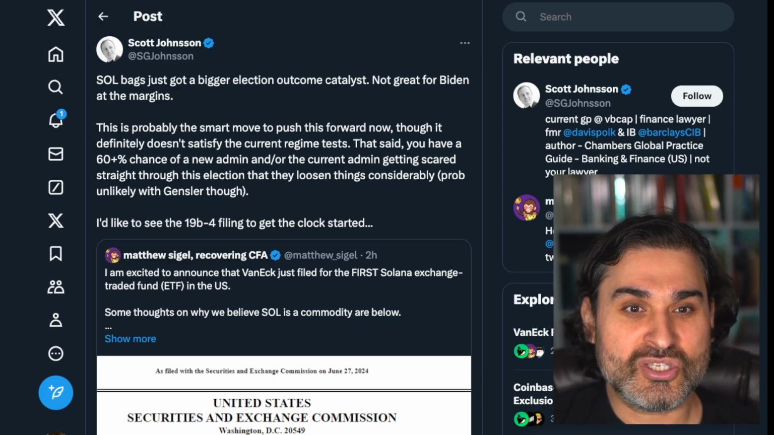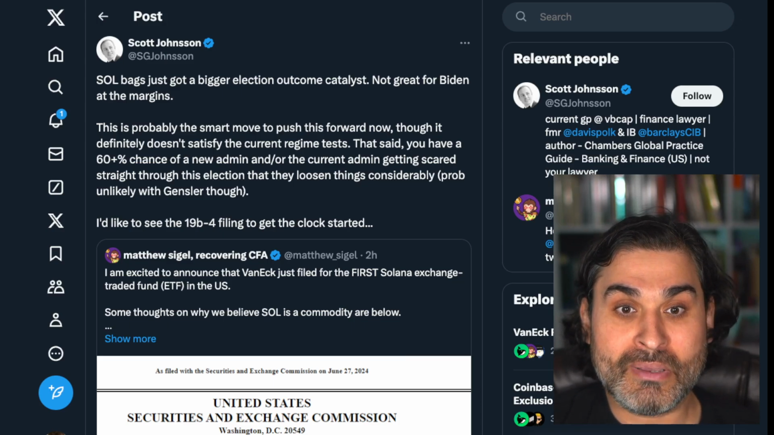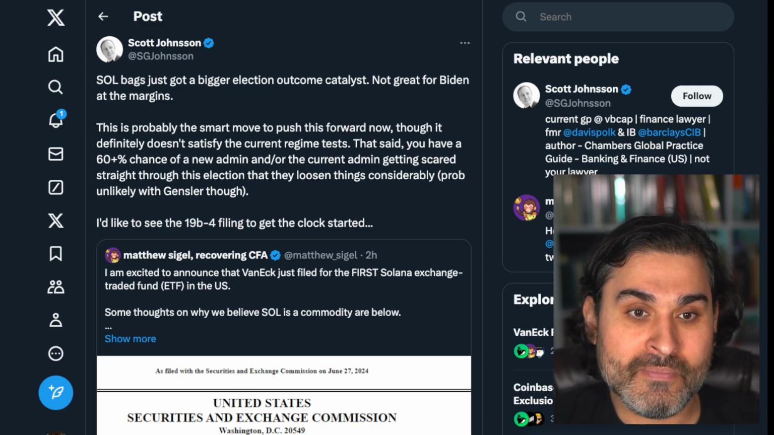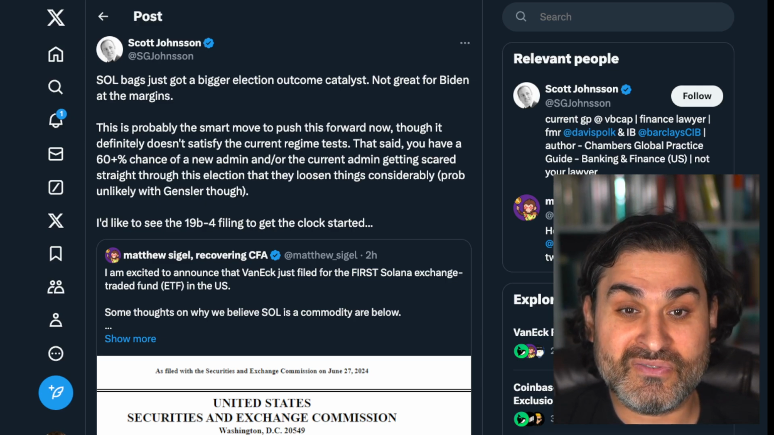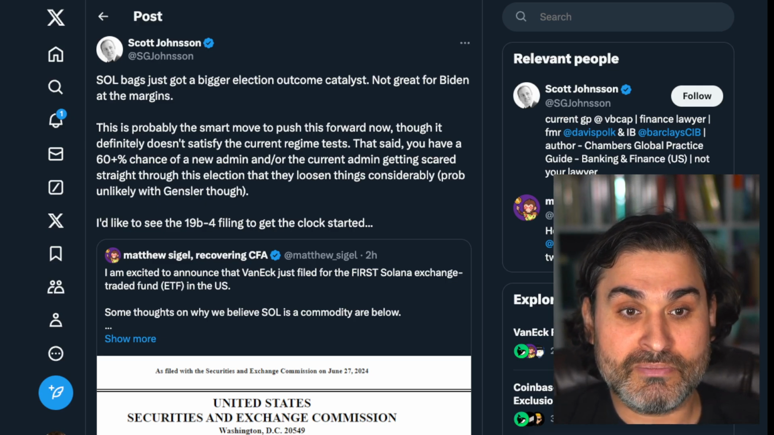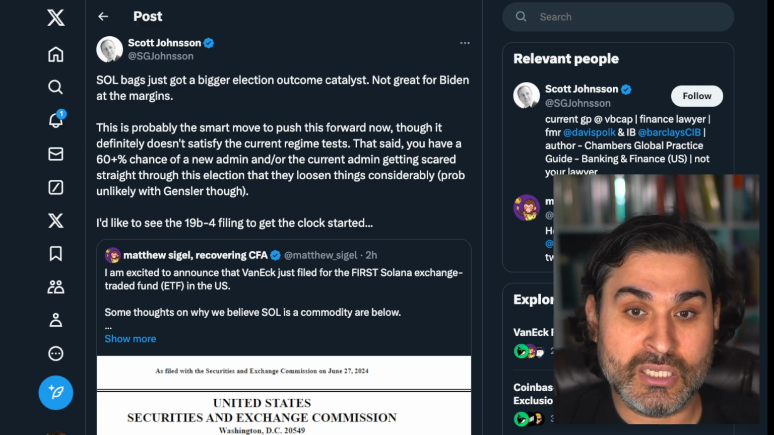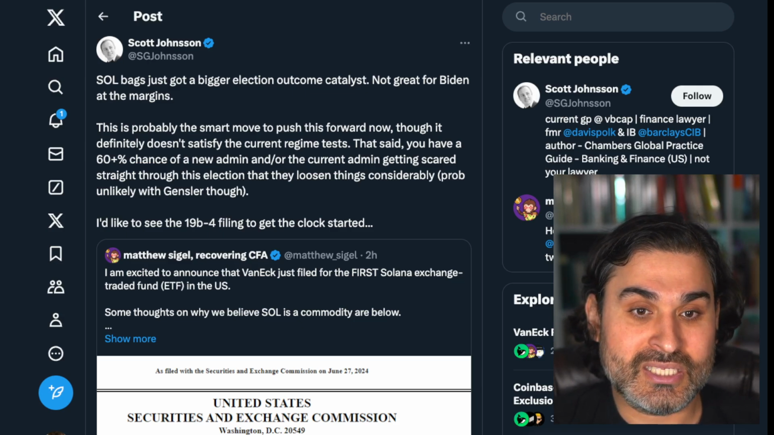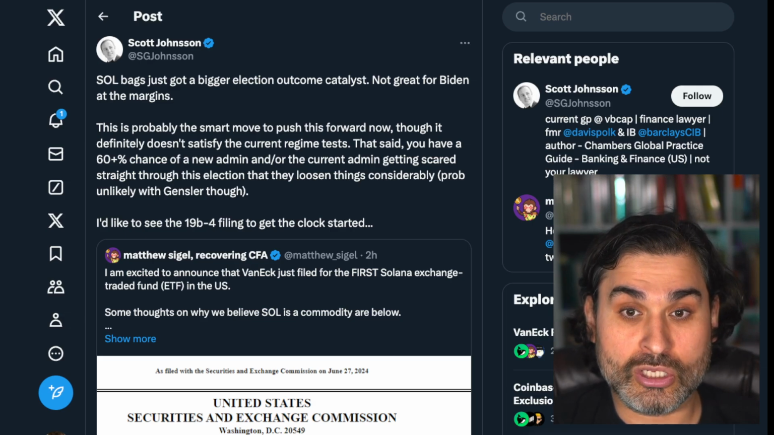Well, here Scott Johnson says, Sol bags just got a bigger election outcome catalyst, not great for Biden at the margins. This is probably the smart move to push this forward now, though it definitely doesn't satisfy the current regime's tests. That said, you have a 60% plus chance of new admin and or other current admin getting scared straight through this election, that they loosen things considerably. Probably unlikely with Gensler though. He says, I like to see a 19B filing to get the clock started.